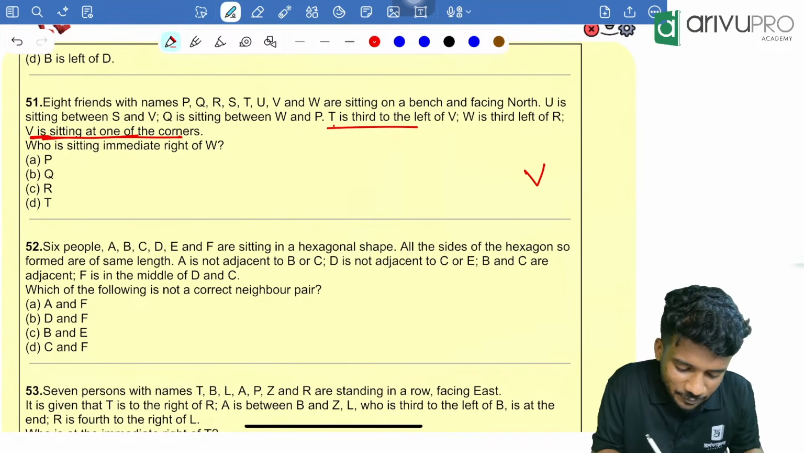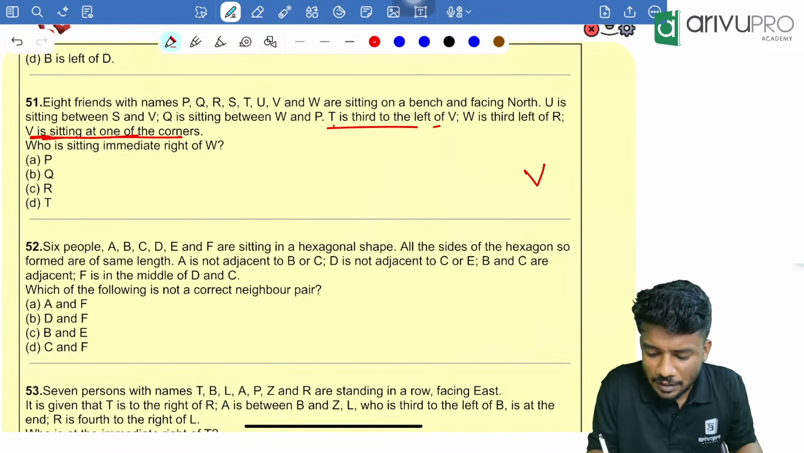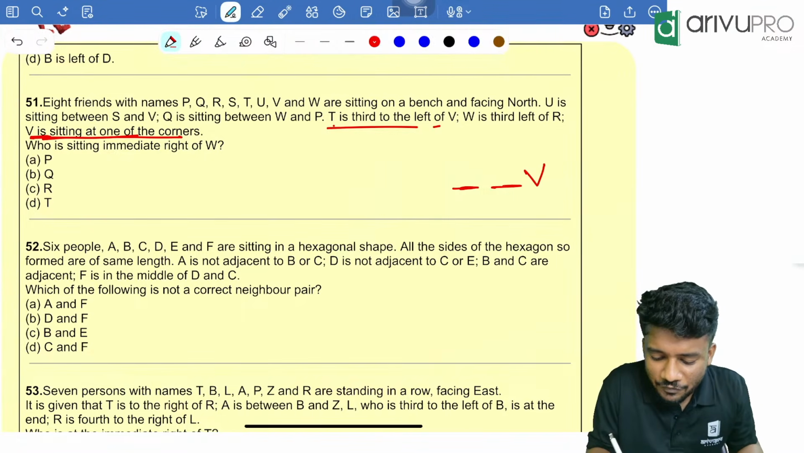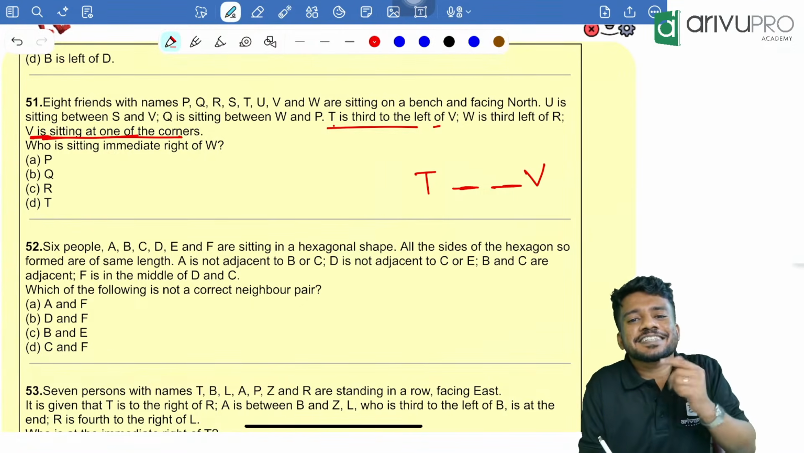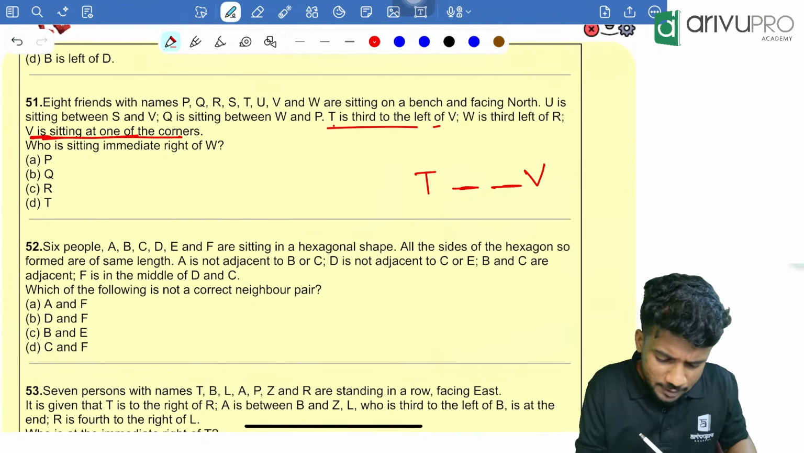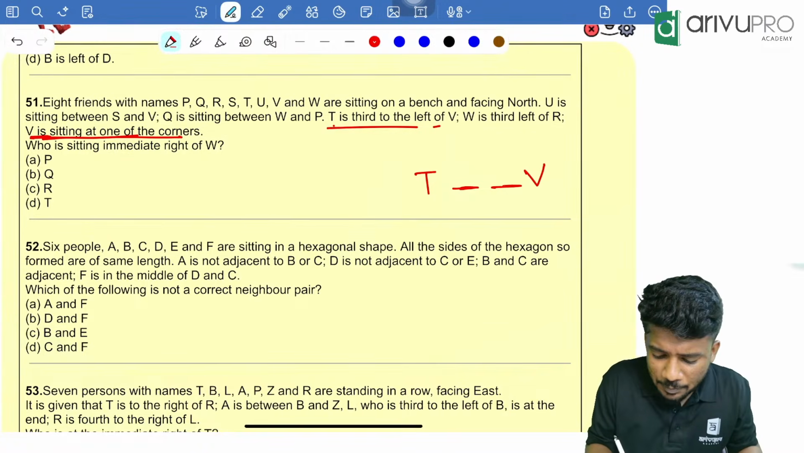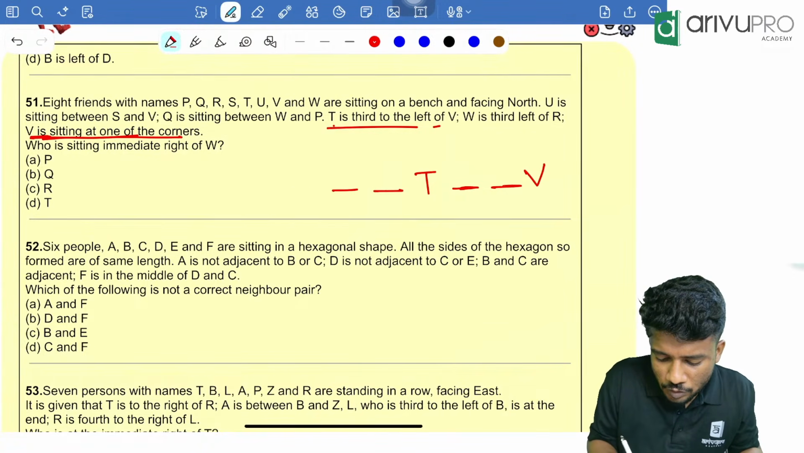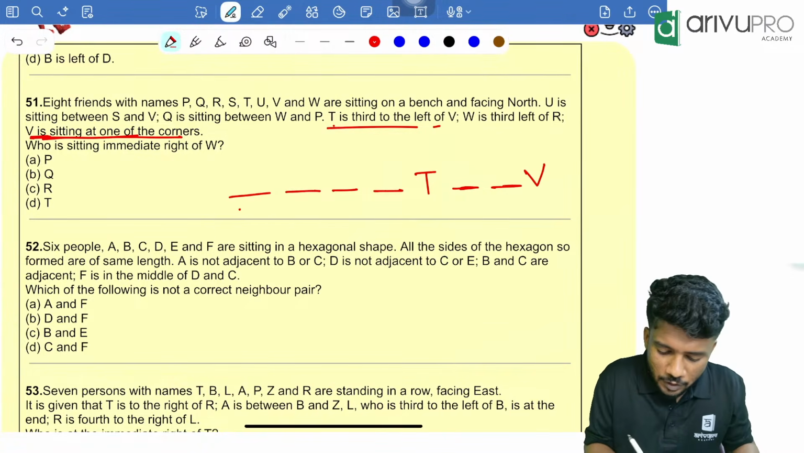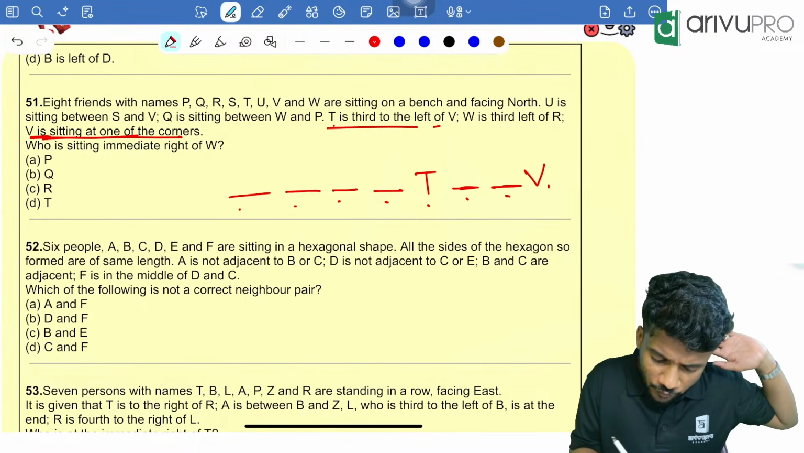Then what do we get? V is at one of the corners. Then T is third left of V. First left, second left, third left. Who is sitting in the third left? T is sitting in the third left. Then what is given with respect to this? How many people are there in total? 8 people. So I'll mark 1, 2, 3, 4, 5, 6, 7, 8. Everyone is there. Now what do we know?